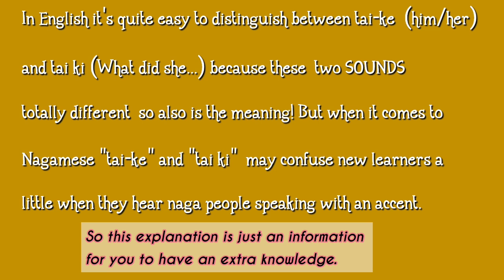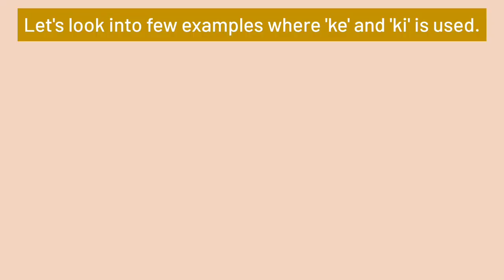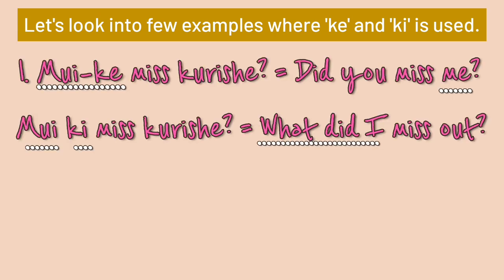In English, it's quite easy to distinguish between tai ke and tai ki, because these two sound totally different, so also is the meaning. But when it comes to Nagamese, tai ke and tai ki may confuse new learners a little when they hear Naga people speaking with an accent. So this explanation is just information for you to have extra knowledge. Let's look into a few examples where ke and ki is used.